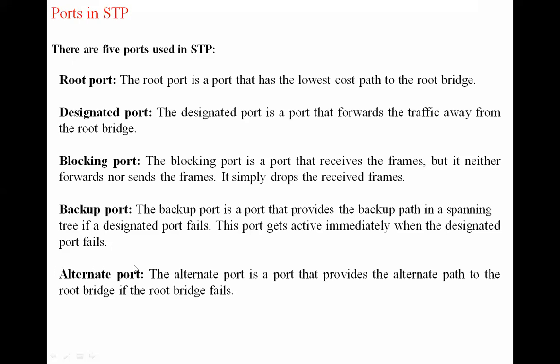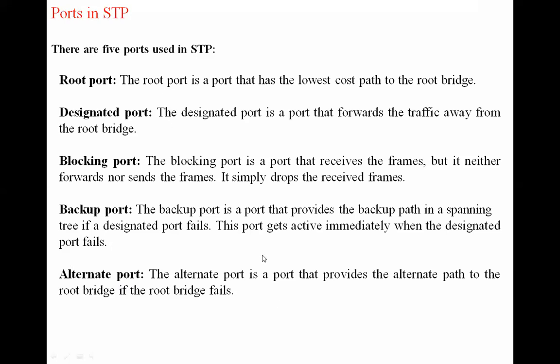The last one is the alternate port. The alternate port is a port that provides an alternate path to the root bridge if the root bridge fails. Alternate path is nothing but what? We have A as a root bridge. So the root bridge can be changed from A to B also. The root bridge can be changed from B to C also. So this is what we have seen in the spanning tree protocol.